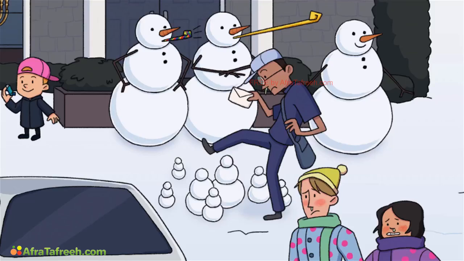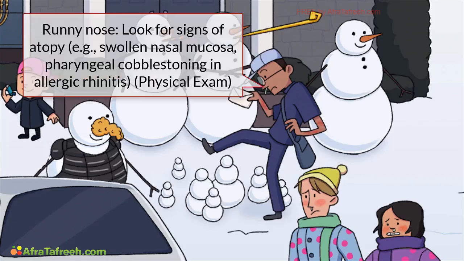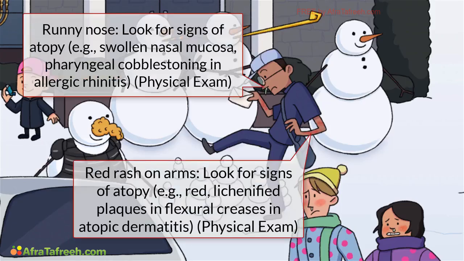Look for signs of atopy on physical exam, such as the itchy red, lichenified plaques of atopic dermatitis, or the pale and swollen nasal mucosa or pharyngeal cobblestoning of allergic rhinitis. Finding these atopic signs can increase your confidence in a diagnosis of asthma. At Sketchy, allergic rhinitis is represented by a runny, drippy nose, and eczema by the red rash on that mailman.